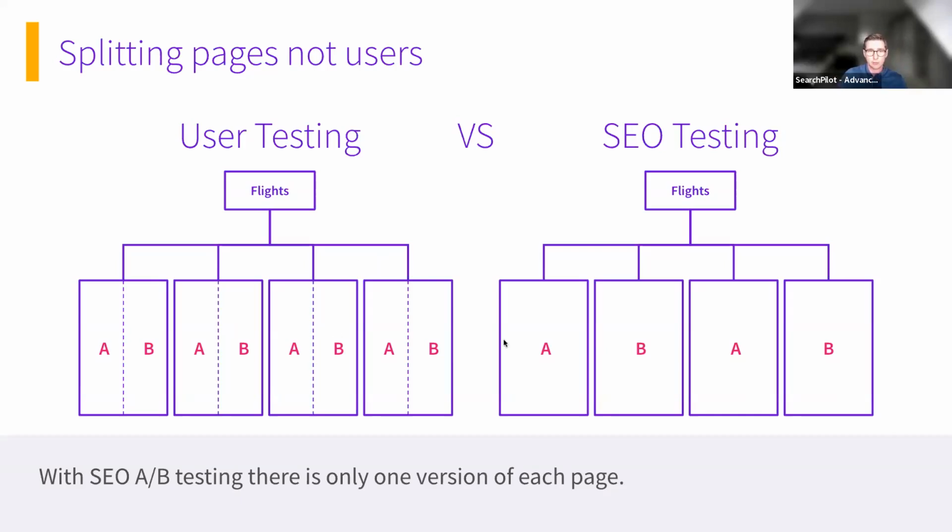Instead of splitting users, that's why we split pages. So notice on the right-hand model, we have just different pages. There is only one version of the New York page. It has been decided before the test that New York is going to be an A page, whereas LA is going to be a B page, etc., etc. And so if 100 people were to come to the New York page, everyone is going to see the same version of the page. And crucially, so is Googlebot. There's not going to be any difference between what Googlebot sees and what users see.